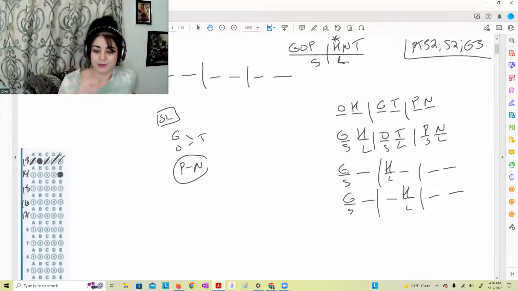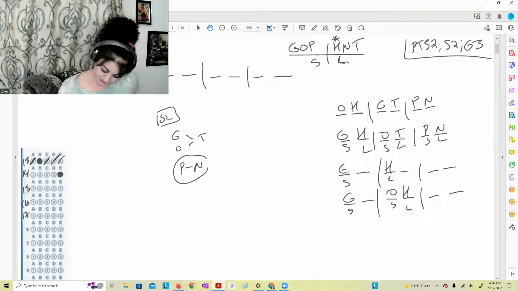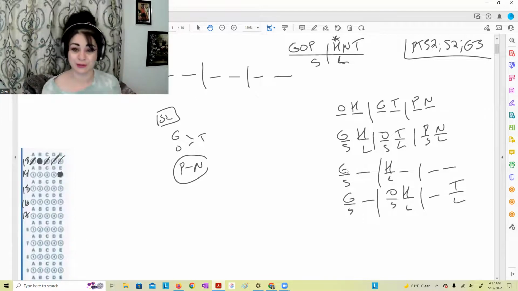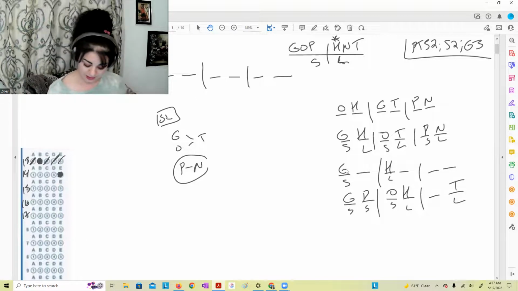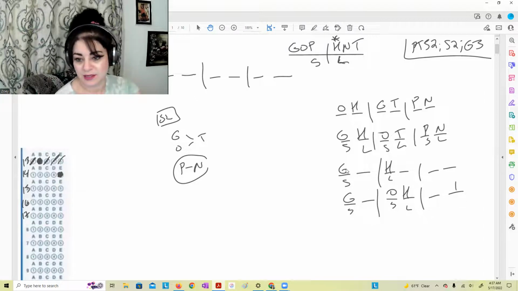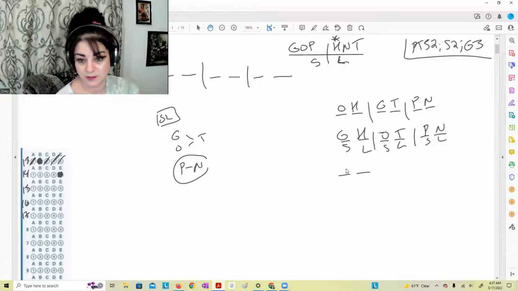We now need to follow the rules. G is in the first day. So we need to make sure that O comes before T. The only way to do that, again, is to put O in the second day and T in the third day. And this again just leaves us with having to put P in the first day and N in the third day, which is wrong because we can't do that. So A through D, not possible. E is possible. It is, folks.